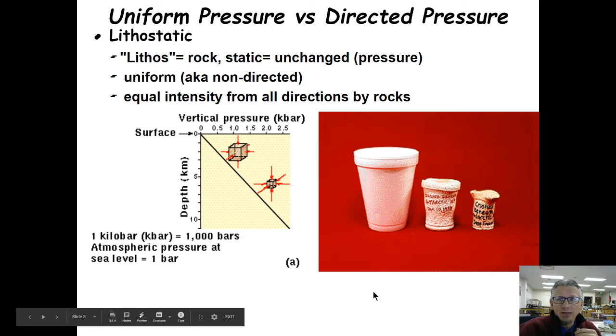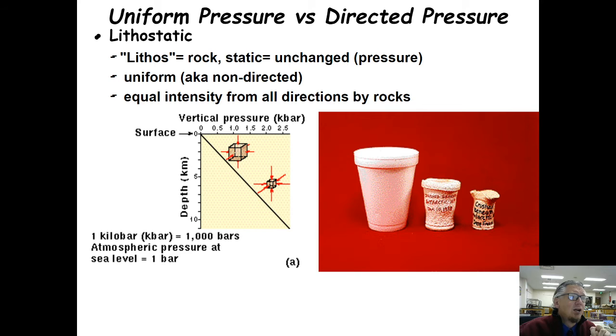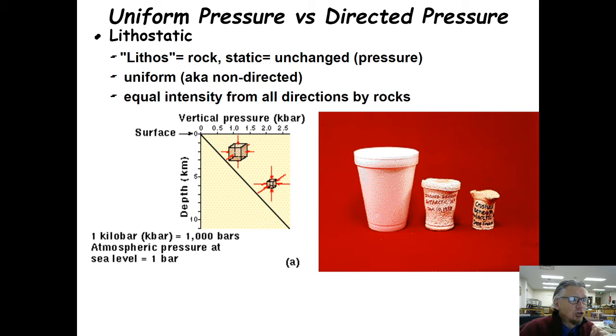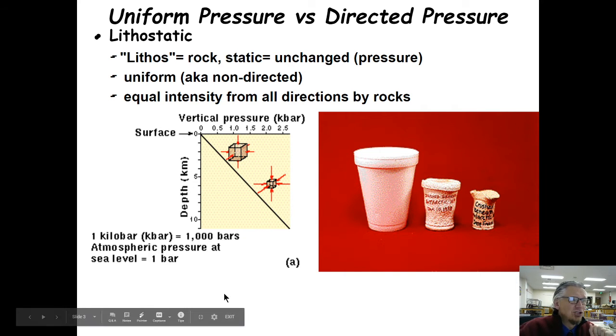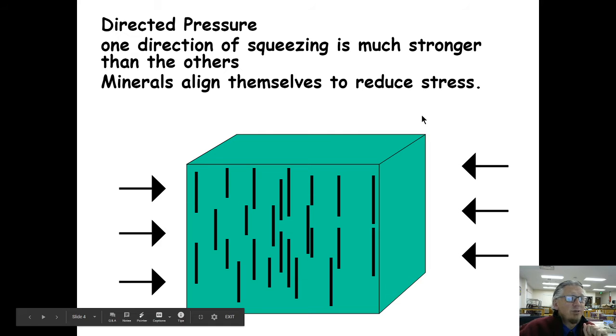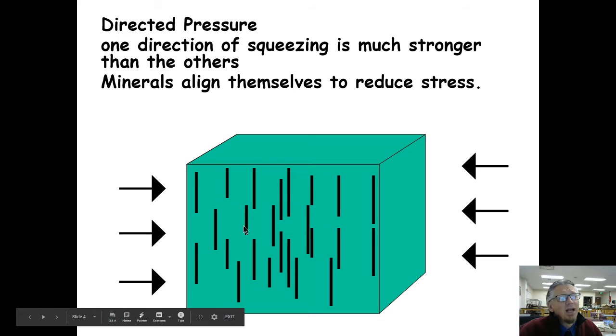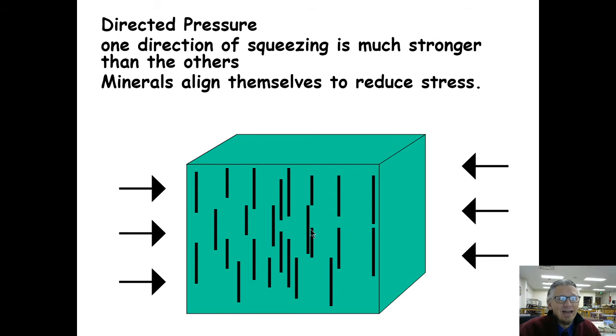And when we take a look at the types of pressure, we have two unique types. We have uniform pressure, and uniform pressure is going to squeeze something in all directions. It's uniform, not directed, and it's making everything just smaller. The other one is directed pressure, where it is squeezed or compressed. This is where the minerals are going to align themselves, and that'll give us the difference between foliated and non-foliated.